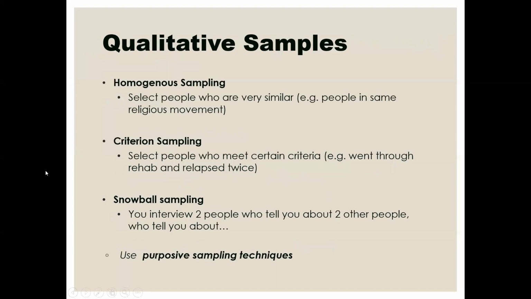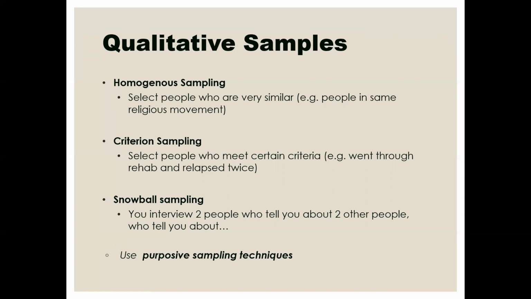And here, there are many different types. These are some. Homogeneous sampling, or people who are very similar. So any characteristic that keeps people the same, you might want to sample that group. Criteria is like you want to have some eligibility criteria that people have to meet. So I'm doing a study, I'm looking at relapse, post-treatment, rehab treatment, and my criteria are that to be in the sample, you need to have gone through rehab and relapse twice.